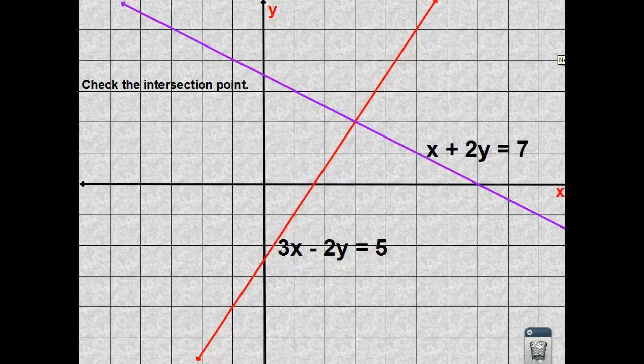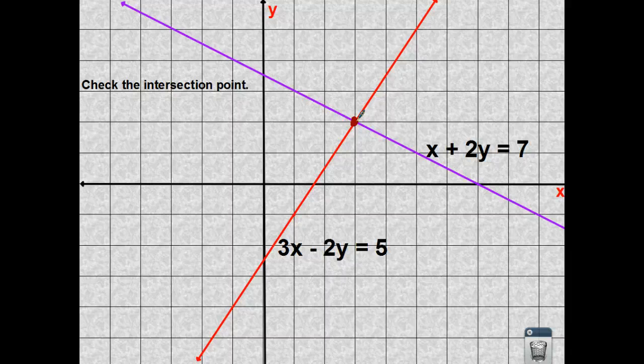So what we have here are two equations. We have two linear equations, graphed in purple and red, and we are noticing that these lines are intersecting at a point that we call the possible solution of the system. Now, a system means more than one. So we have, in this case, two.